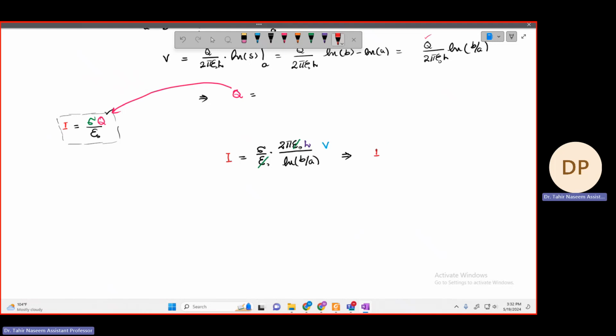I is equal to, we have 2 pi, conductivity of the material sigma, 2 pi sigma L, 2 pi sigma L divided by log of B over A into V, right? So this is the answer.